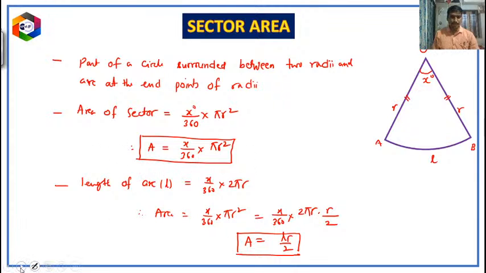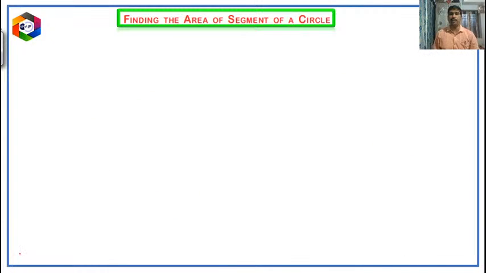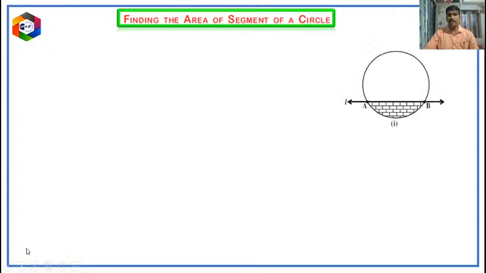Now let us apply this idea to finding the area of the segment of a circle. So yesterday we discussed what is the segment of a circle. This is the region bounded between the secant and the arc at the end points. If you draw a secant to a circle, then this secant divides the whole circle into two different regions. Each region is called the segment of a circle. This is bounded by the major arc, therefore we call it the major segment. And this is bounded between the minor arc and the secant. This is called the minor segment.